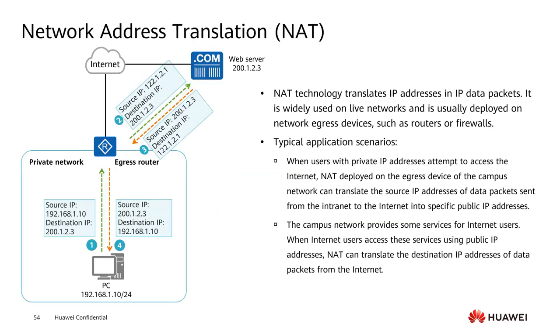Okay, next I'm going to show you some technologies used by the export devices, or the devices in the egress room. The first one is network address translation, which can change the source IP address or the destination IP address or the port of an IP packet to let the packet be transported to the public network.